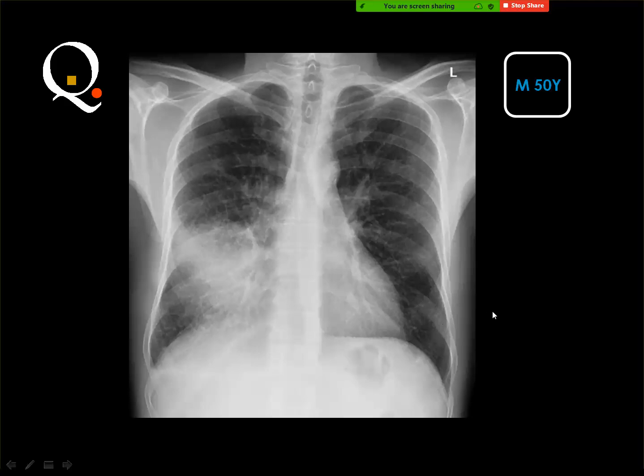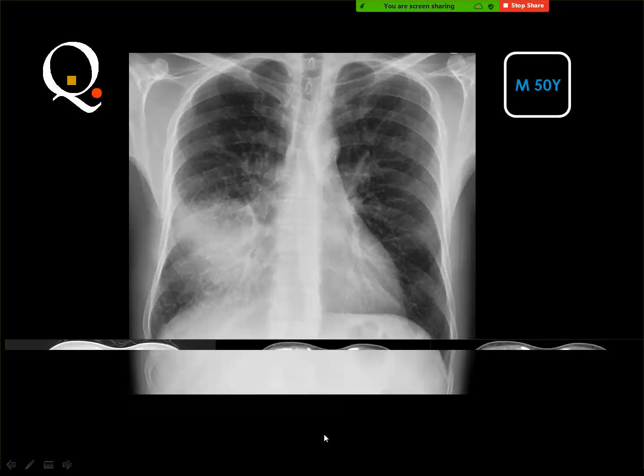But if you consider the possibility of pneumonia, you should see some air bronchogram inside the lesion. This is number one. And number two, the pneumonic consolidation, and this is very important, is usually bordered by the fissure. It does not cross the fissure. If you see this, you should include in your differential diagnosis that this may be a mass.